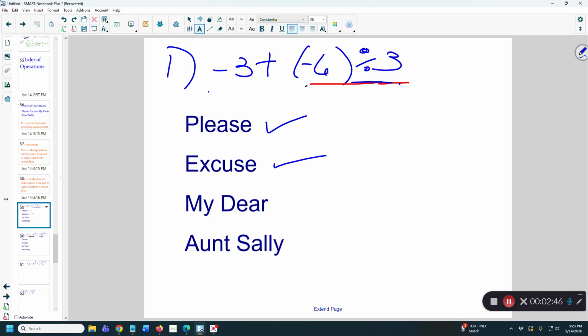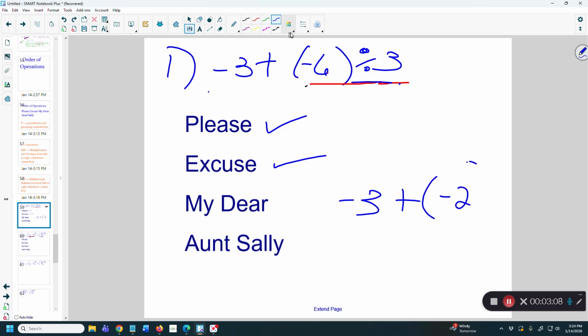So this is -3 plus. Now, a negative divided by a positive is a negative. So that's a -2. Now notice I'm using a grouping symbol to separate the operation, which is plus, and the sign of the number, which is -2.